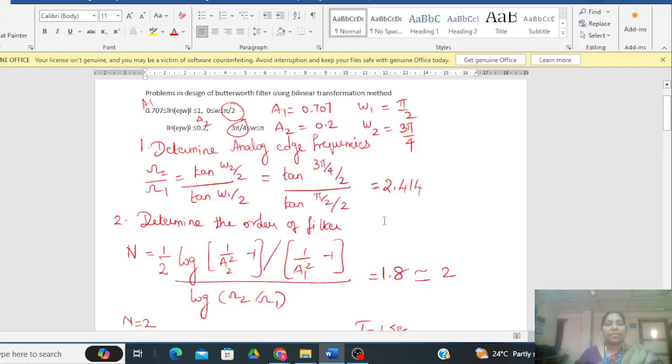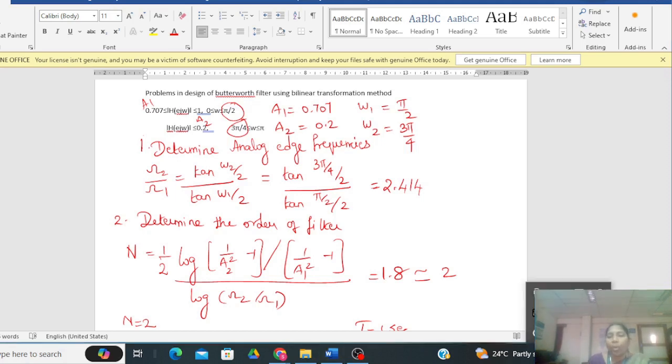So today's class we are going to study the design of Butterworth filter using bilinear transformation method. So here the given problem is we have 0.0707 ≤ |H(e^jω)| ≤ 1 for ω varies between 0 to π/2, and |H(e^jω)| ≤ 0.2 for 3π/4 ≤ ω ≤ π. So this is the given problem.